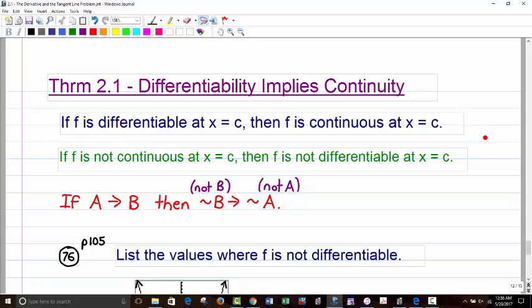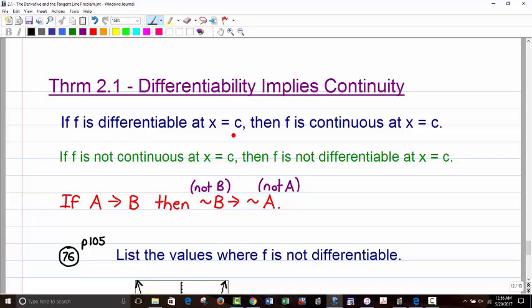Let's look at this theorem. Differentiability implies continuity. Let's see what that's all about. This says that if f is differentiable at x equals c, then f would have to have been continuous at x equals c. The next part of this says if f is not continuous at x equals c, then f is not differentiable at x equals c.